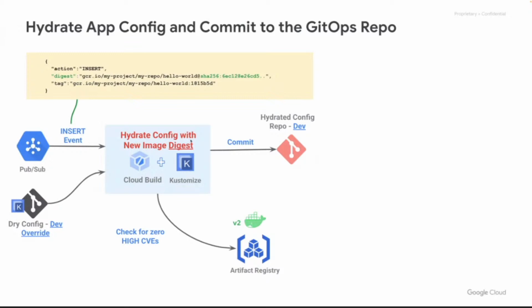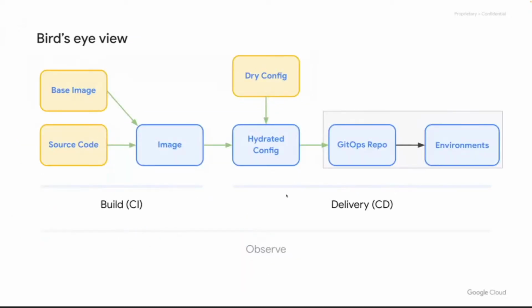So we hydrate the dry configuration with the new image digest, and first of all, we check the CVEs, and the hydration happens only if there are no high or critical CVEs. As soon as we check that, we hydrate the configuration and push it to the GitOps repo for the dev environment. So as you see here, the dry repo is different than the hydrated repo. The next process that will happen is, as soon as it lands in the GitOps repo, it will be propagated to all the dev clusters, irrespective of where that dev cluster is running.